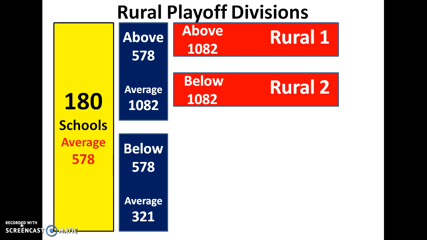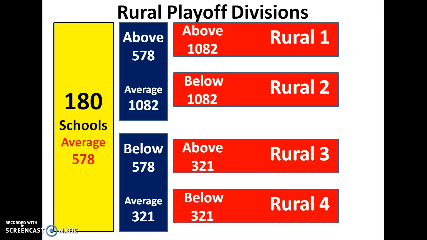Now look at the bottom half in the blue. The average enrollment of the bottom half is 321. Any schools with an enrollment of 321 or above will be placed in Rural 3. Any school with an enrollment below 321 would be placed in Rural 4.